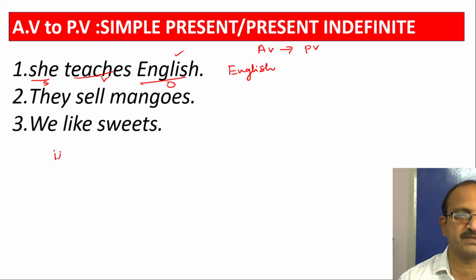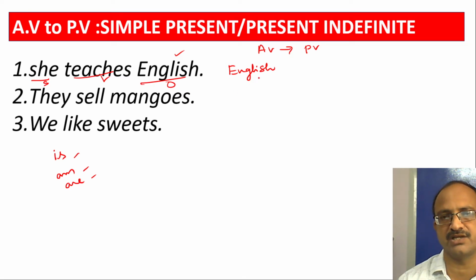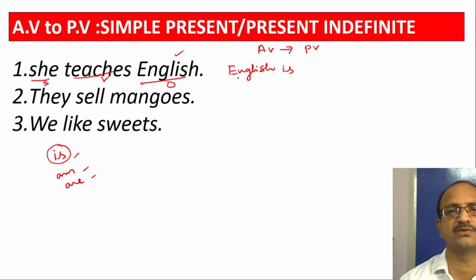What are the be forms of simple present tense? Is, am, and are. You take any of them, according to the agreement of the subject. Here the subject is English, which is singular, so you take is. English is. And what must we do next? What is the V3 form of the verb teach? Teach is the V1: teach, taught, taught. So taught is the V3 form.